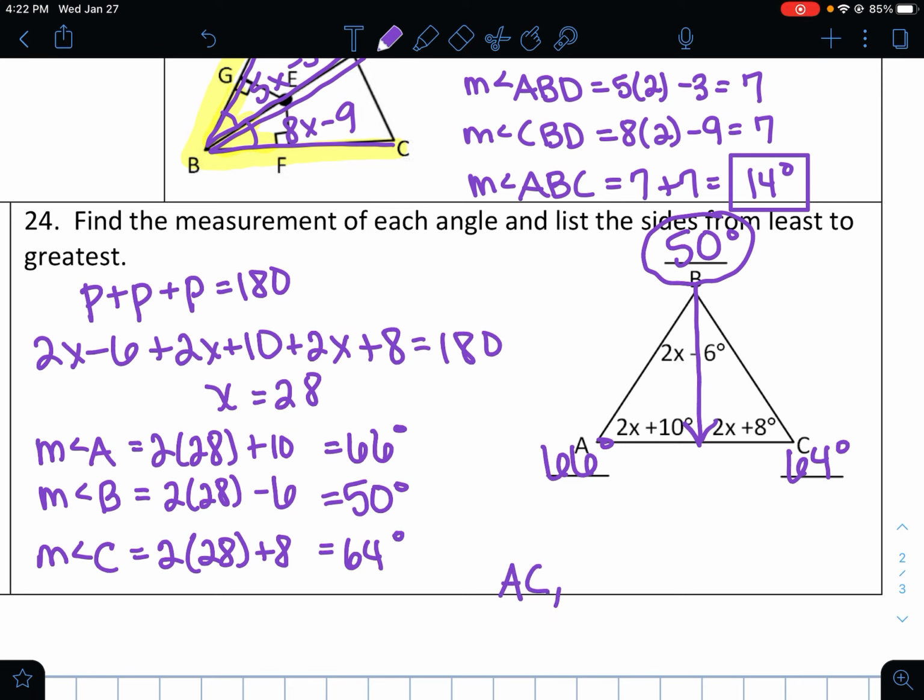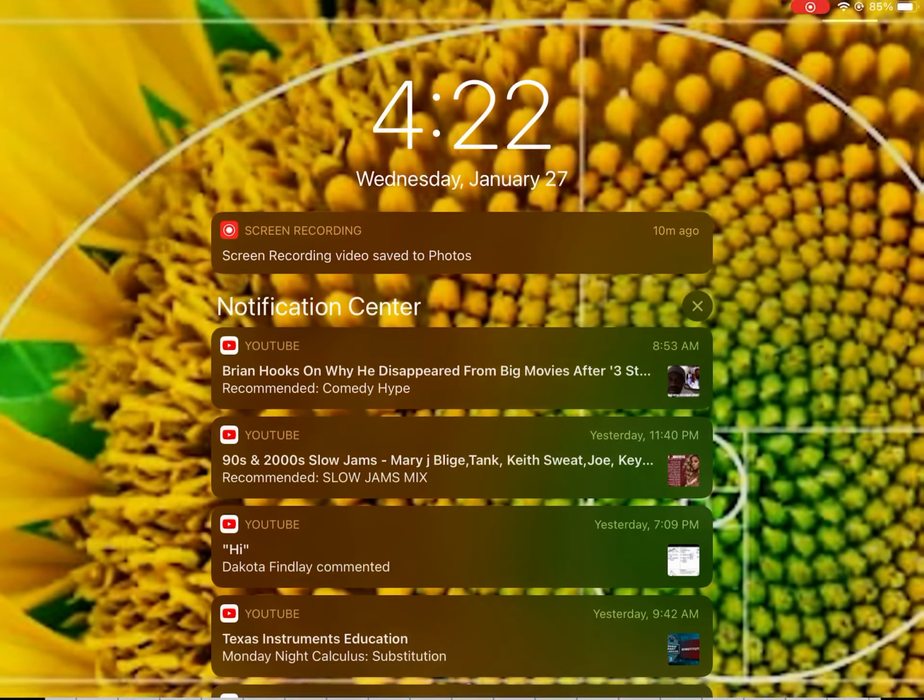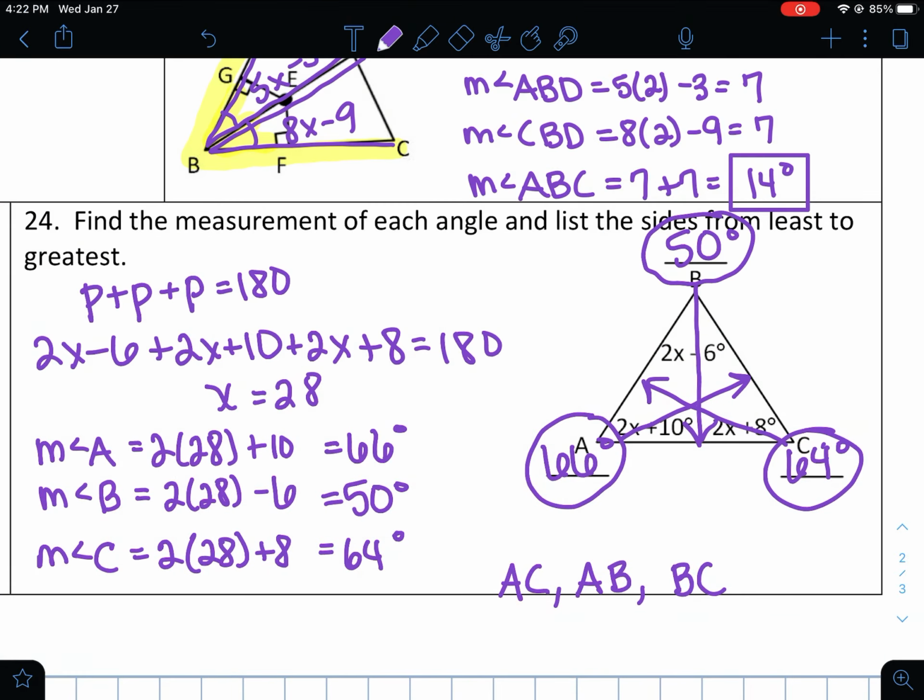So AC is the smallest side. Next we have 64 if we're going in order from least to greatest. So the side across from that is AB. And then the greatest angle is 66, so the side across from that, BC, is the longest side. Sorry, the greatest side.